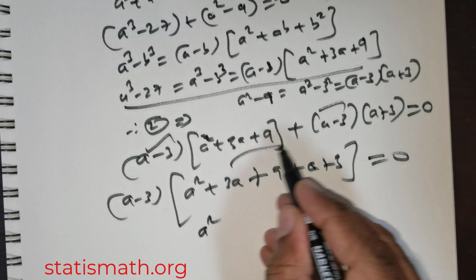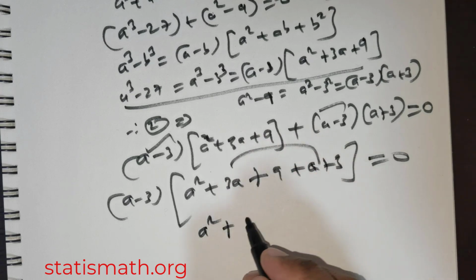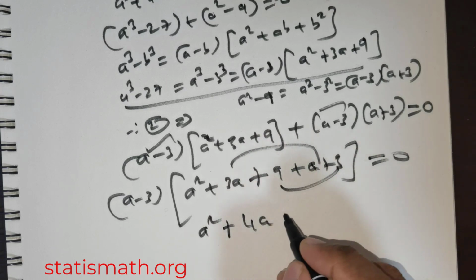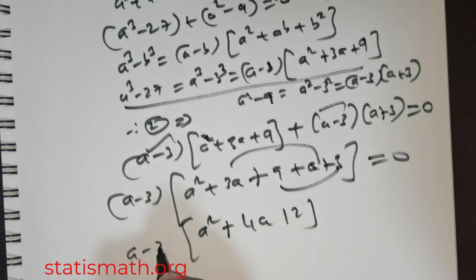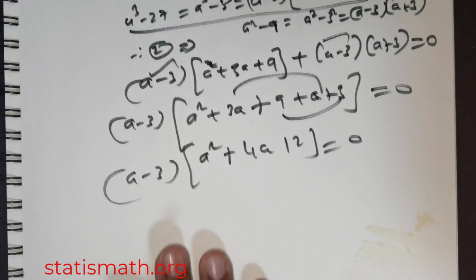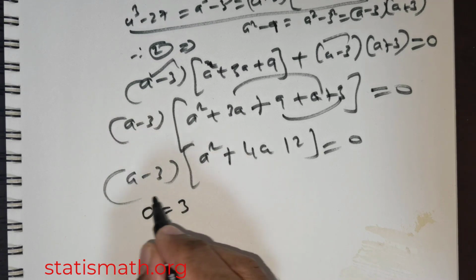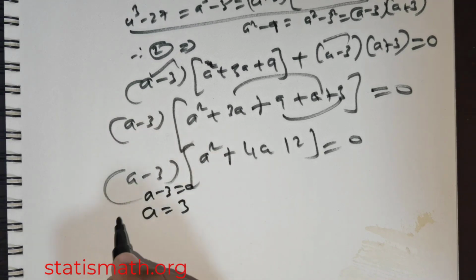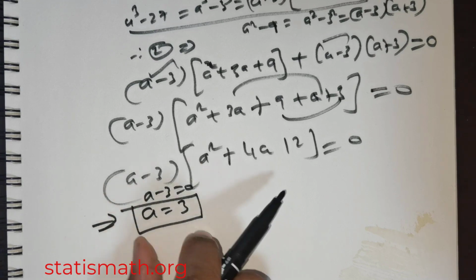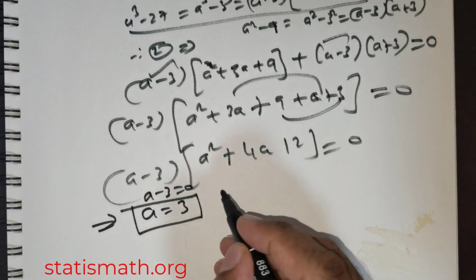Now I can write a squared, 3a added with a would give me 4a, 9 added with 3 would give me 12. Now I get a minus 3 times this is equal to 0. So from here I can clearly write a minus 3 is equal to 0, so this would mean that a is equal to 3. This is the only real solution, as I mentioned to you.